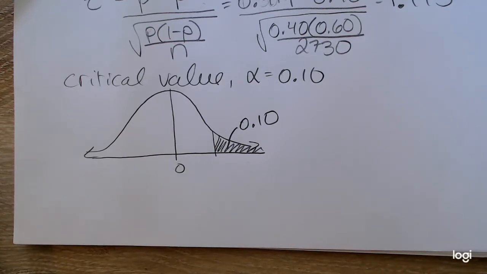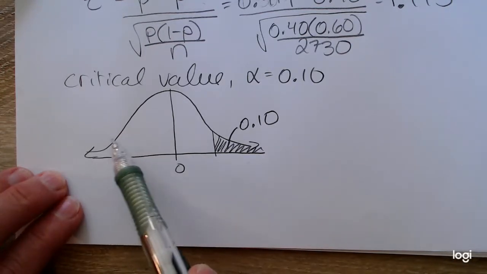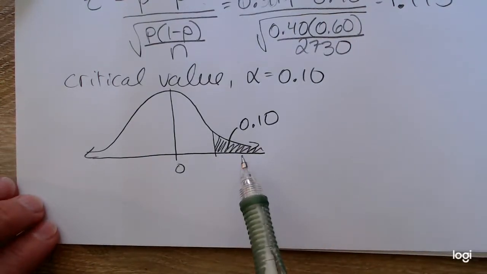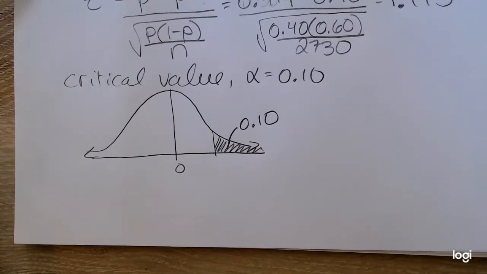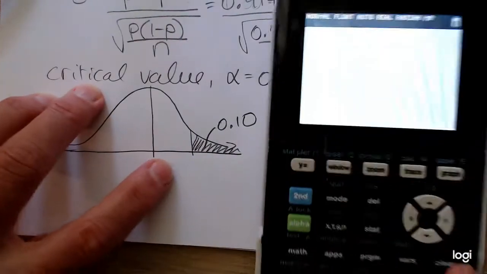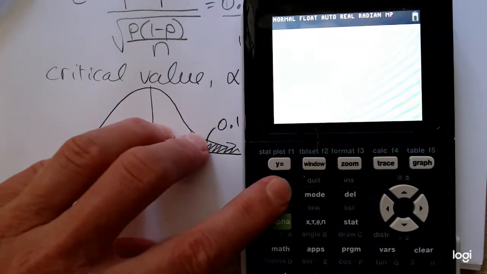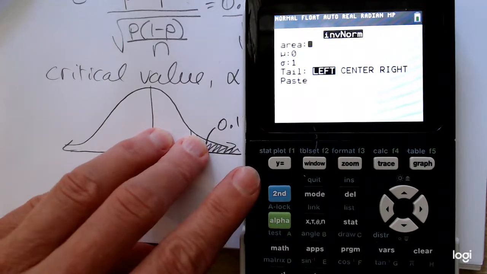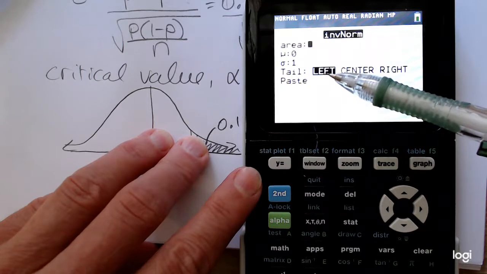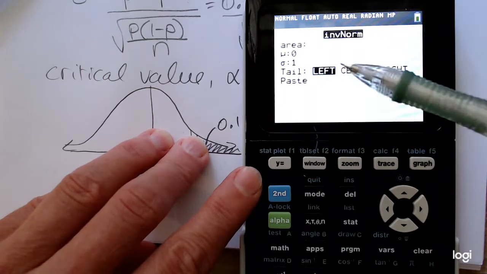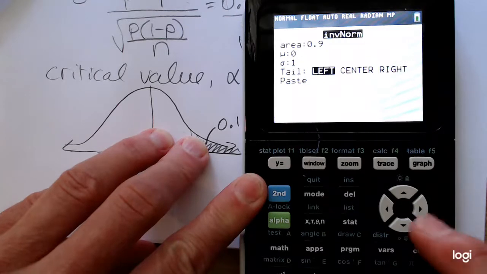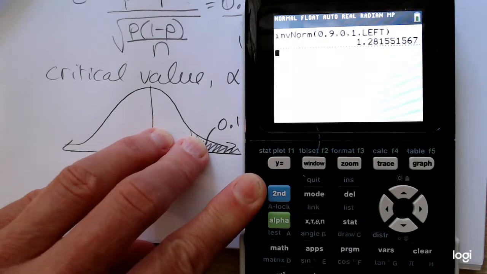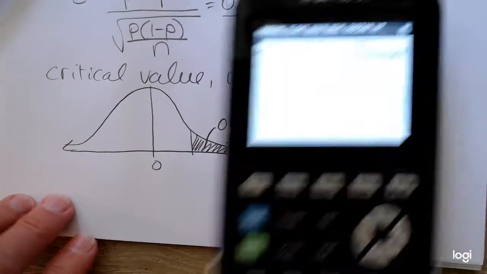I can either use the standard normal table and read in the body of the table to 0.90 and then outward to find the z-score, or I can use the inverse normal function in the calculator. Going to my distribution menu, selecting inverse normal. Now, because my tail is shaded to be left, I can put in that cumulative area to the left of that upper critical value and leave it as is, and I will get that critical value of 1.282.